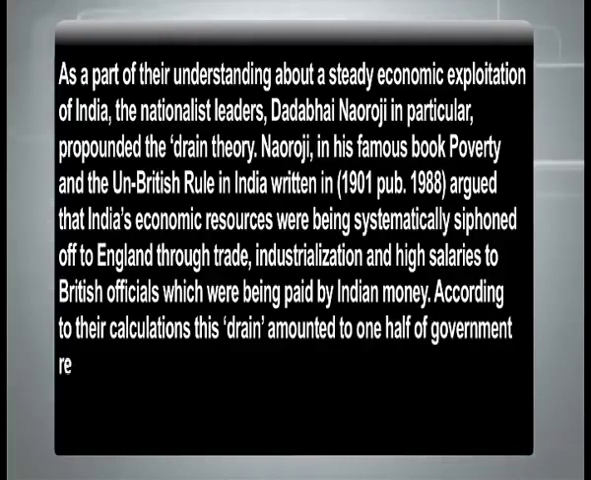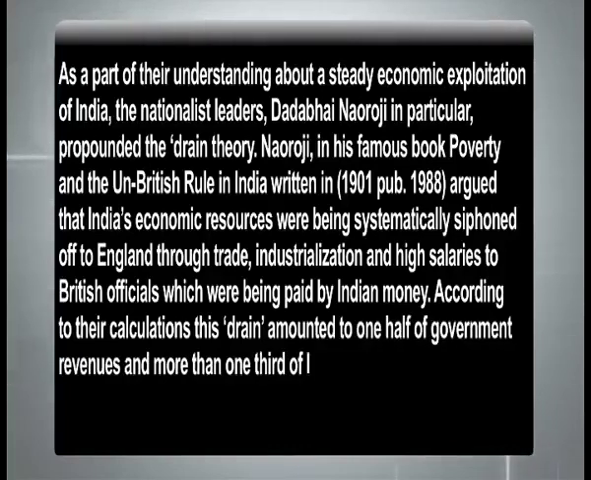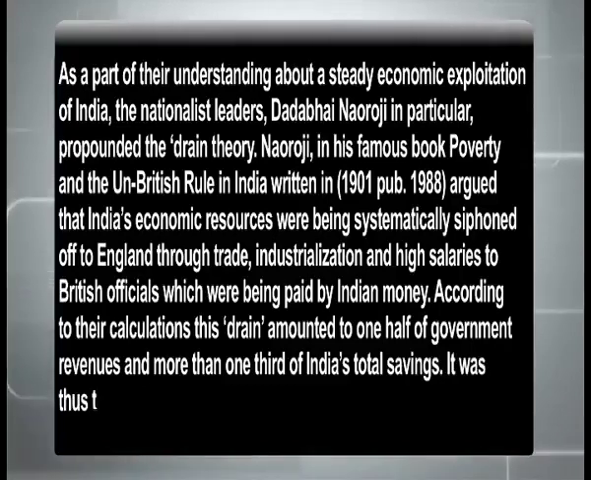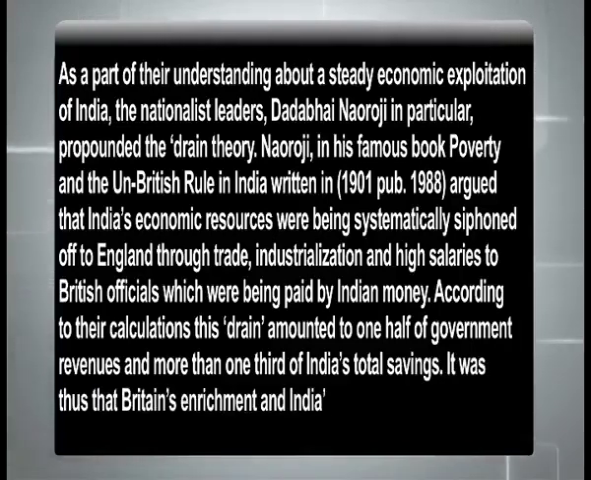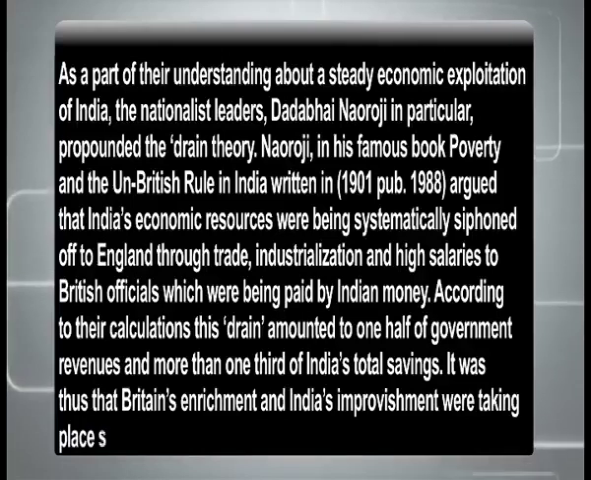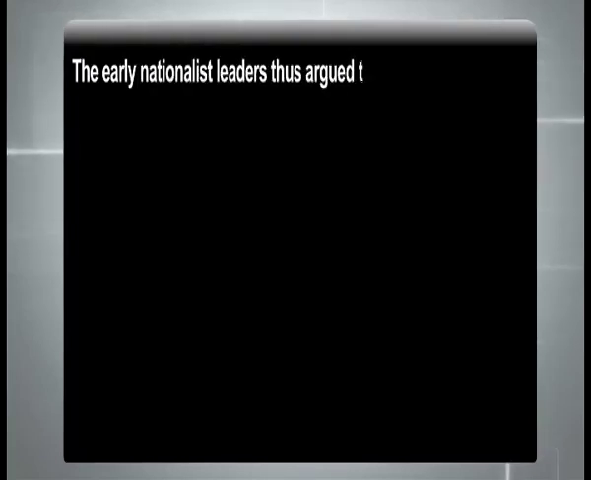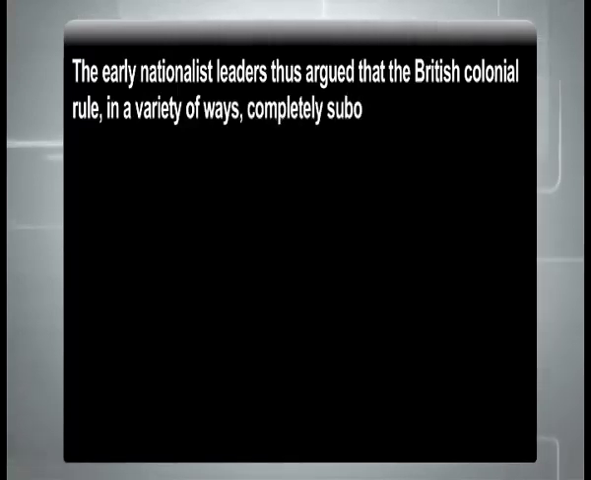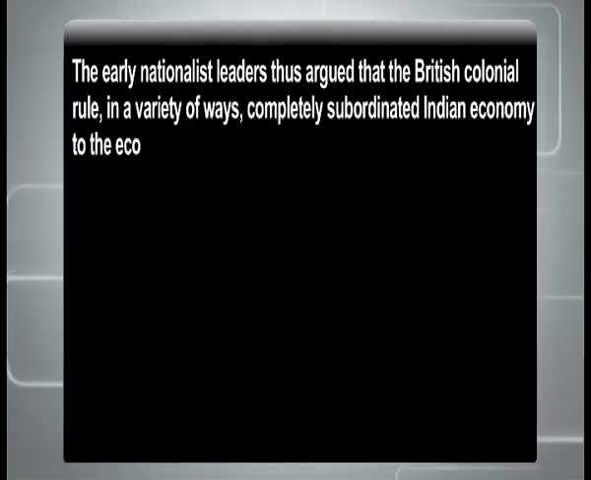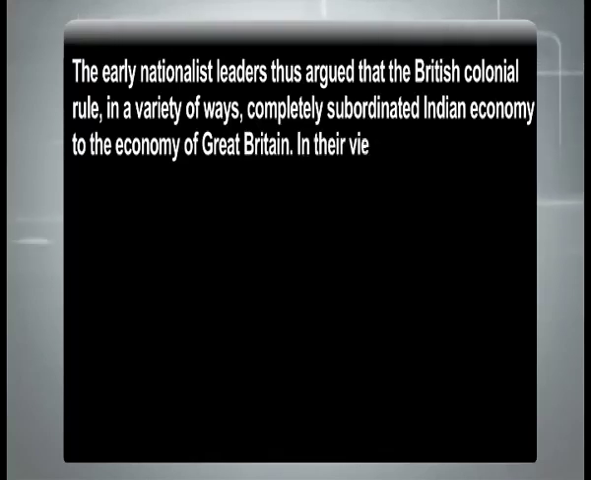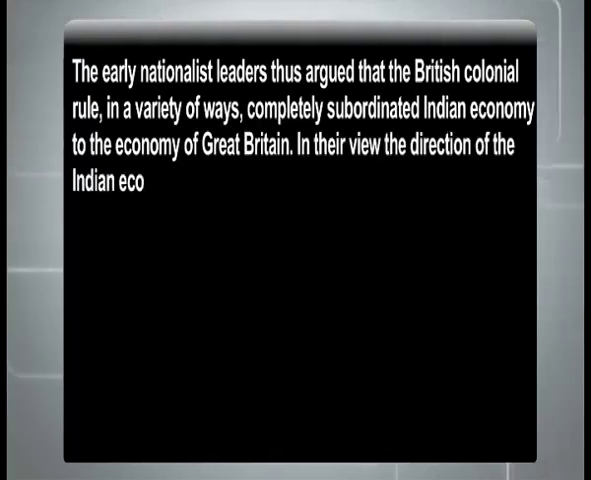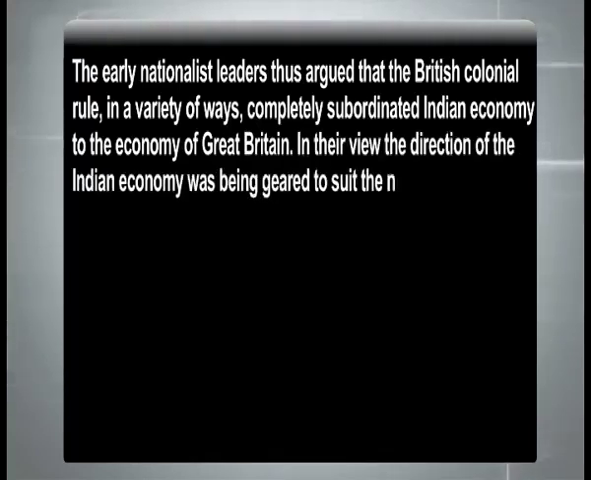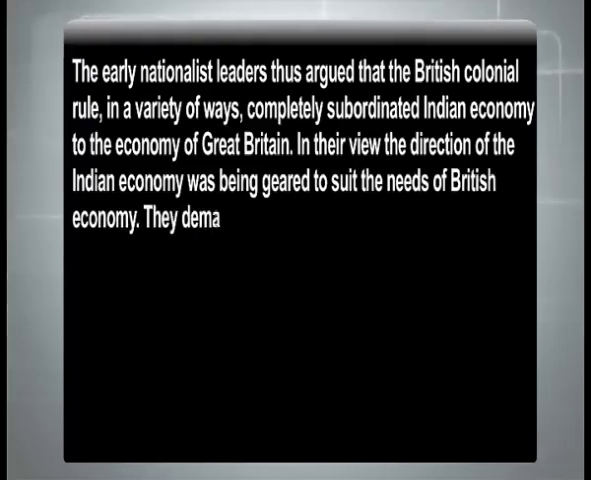According to their calculations, this drain amounted to one half of government revenues and more than one third of India's total savings. It was thus that Britain's enrichment and India's impoverishment were taking place simultaneously. The earliest national leaders thus argued that the British colonial rule in a variety of ways completely subordinated the Indian economy to the economy of Great Britain. In their view, the direction of the Indian economy was being geared to suit the needs of the British economy.